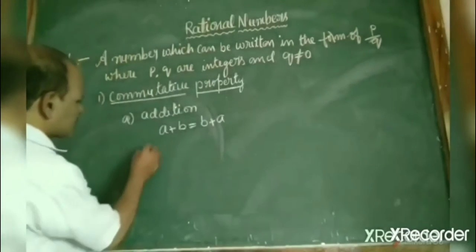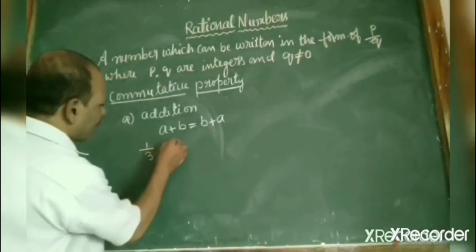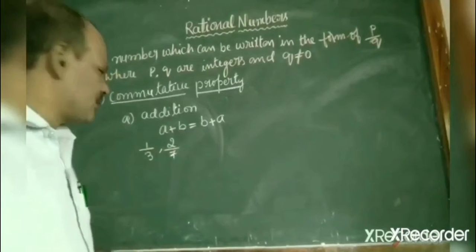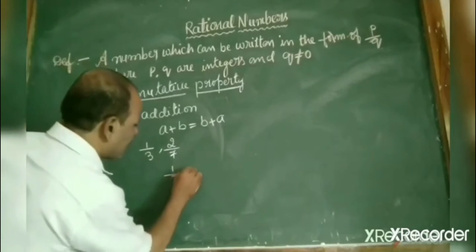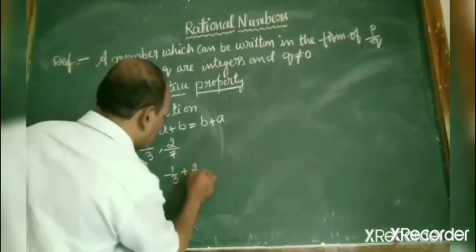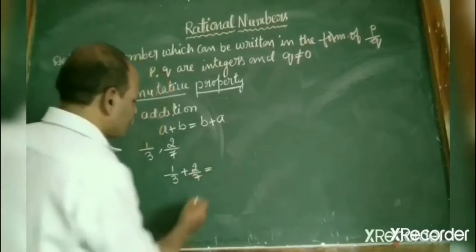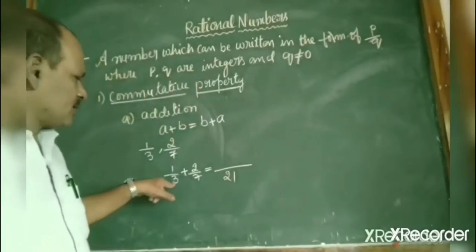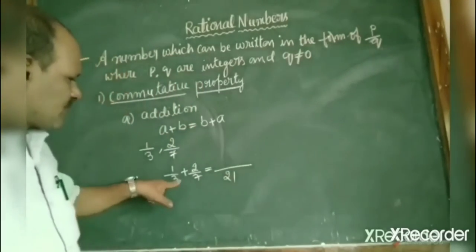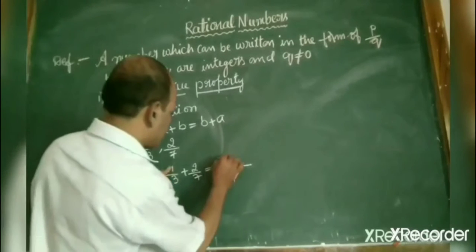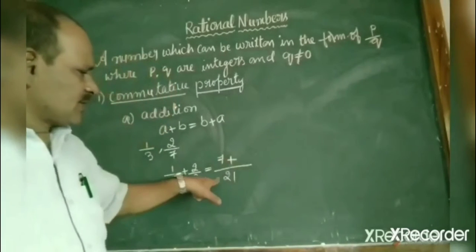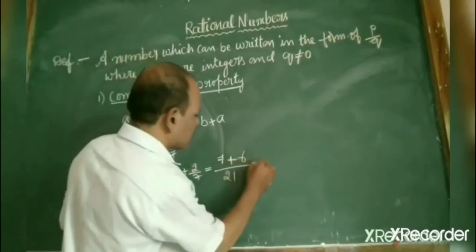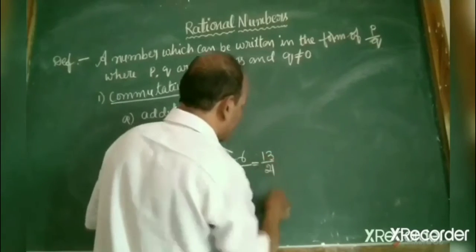Now I am taking two numbers, 1 by 3 and 2 by 7. 1 by 3 plus 2 by 7 is equal to, LCM of denominators is 21. 3 goes 7 times in 21, that's 7 into 1, 7. Plus 7 goes 3 times in 21, that is 3 into 2, 6. Final answer is 13 by 21.